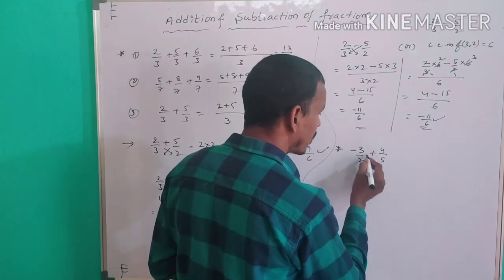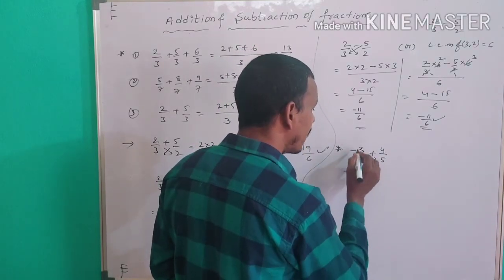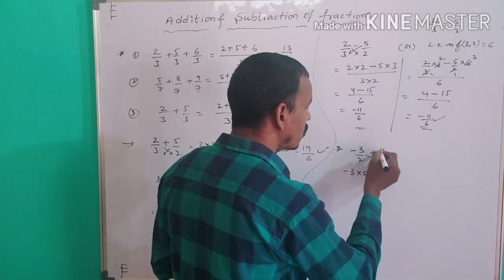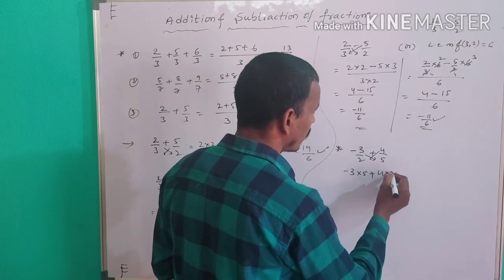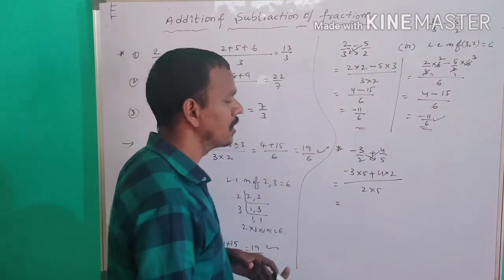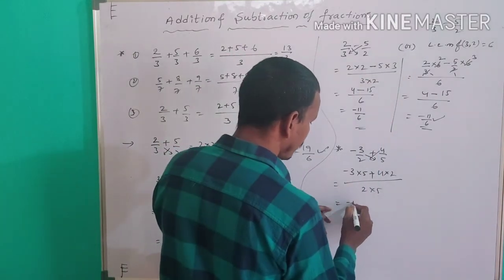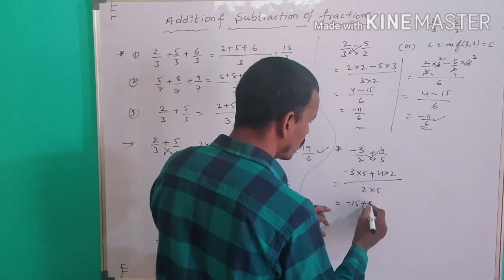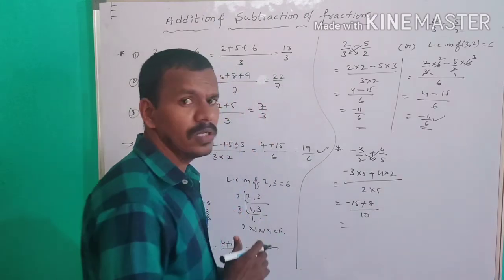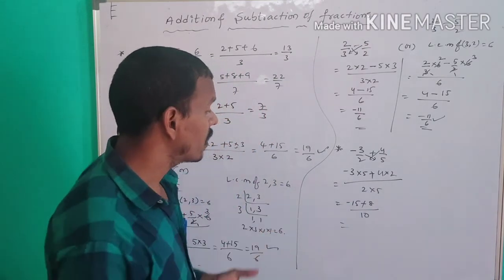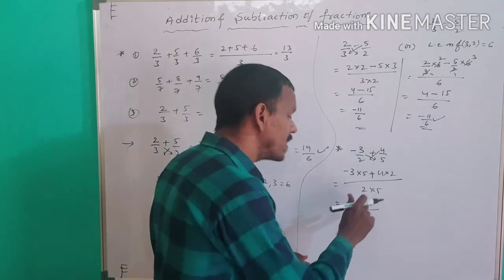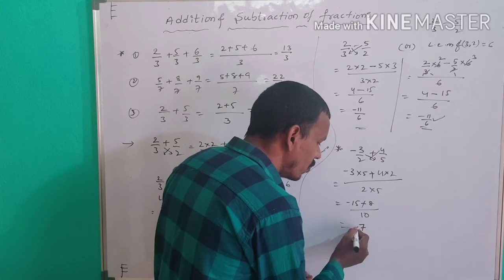By cross multiplication, first it is minus 3 into 5, and the middle sign is plus, and 4 into 2, by 2 into 5. Same process as before. Minus 3 into 5 is minus 15, plus 4 into 2 is 8, by 2 into 5, 10. Here one is negative and one is positive, so we subtract, as we studied in row additions. 15 minus 8 is 7, but the biggest is negative, so the answer is negative.